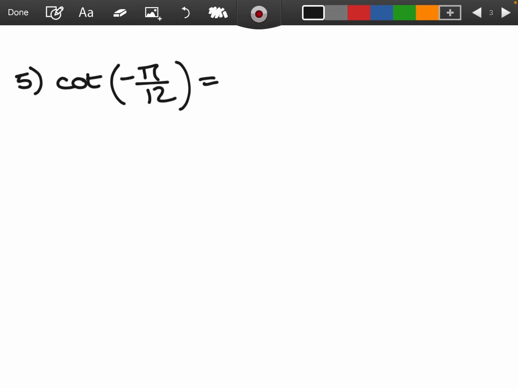Something a little bit different now. I'm going to look at cotangent of negative pi over 12. Cotangent, if you remember, is just the reciprocal of tan. So now I'm looking at tan of negative pi over 12, and then I take its reciprocal. Let's first look at tan of negative pi over 12.